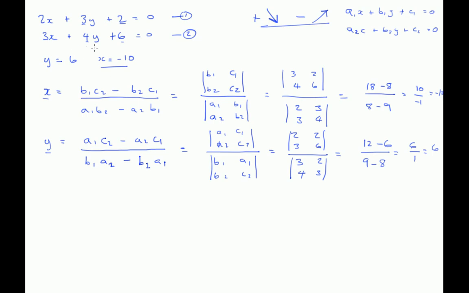The standard way of doing this was to multiply this equation by 4 and this equation by 3, and then subtract one from the other to give us a value for x. And we're doing a similar thing, eliminating x to calculate y using this determinant method that we established in the previous video. So where does that take us?